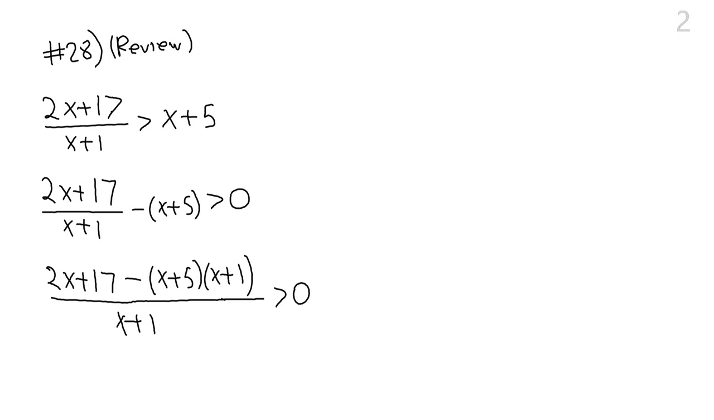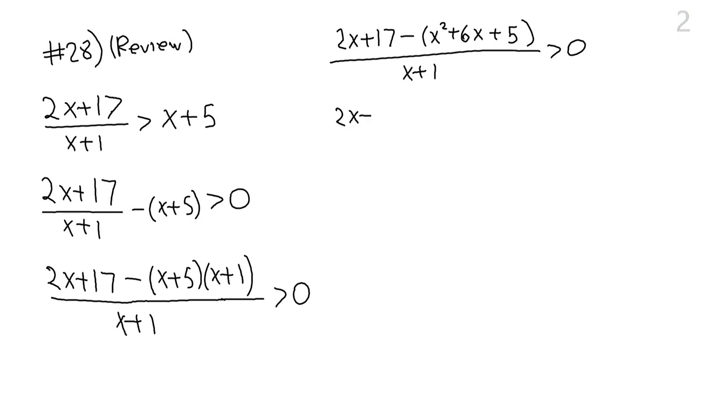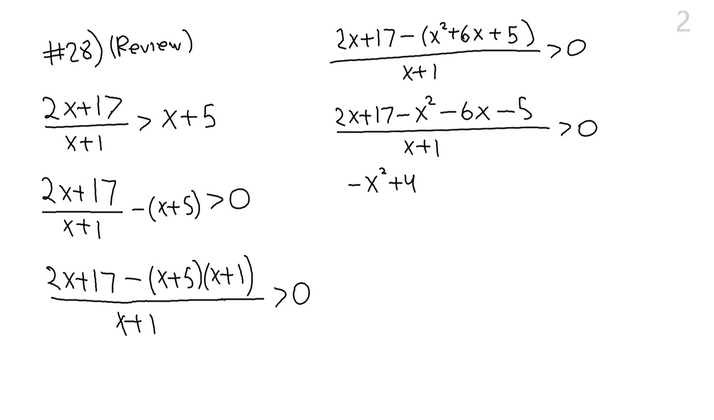Now we expand and we simplify. So this is 2x plus 17 minus, and be very careful with this minus sign. And then finally, we expand the minus. This is 2x plus 17 minus x cubed minus 6x minus 5 divided by x plus 1 greater than 0. Now we collect like terms, and we get negative x squared minus 4x minus 12 over x plus 1 greater than 0.